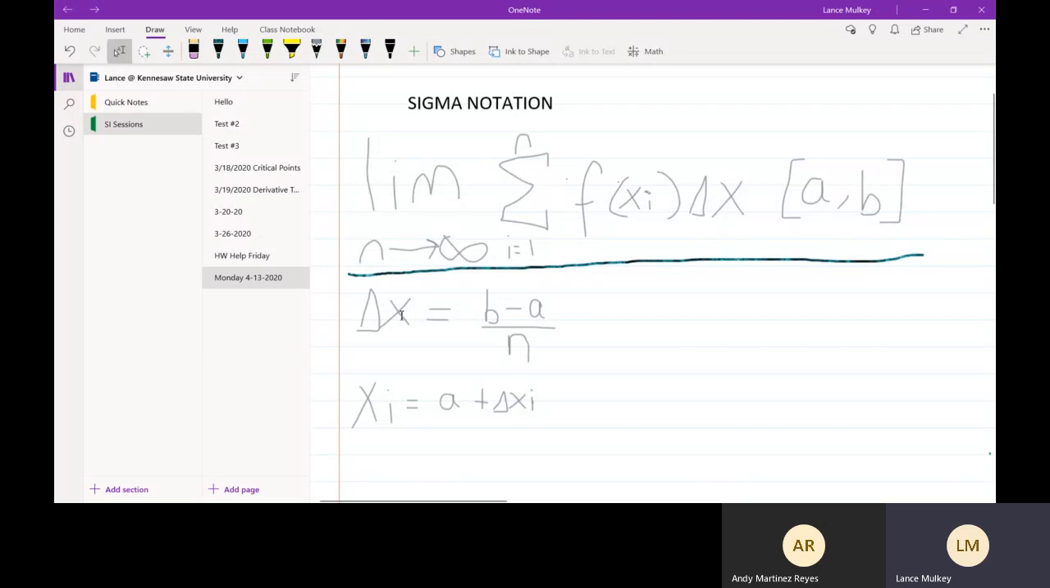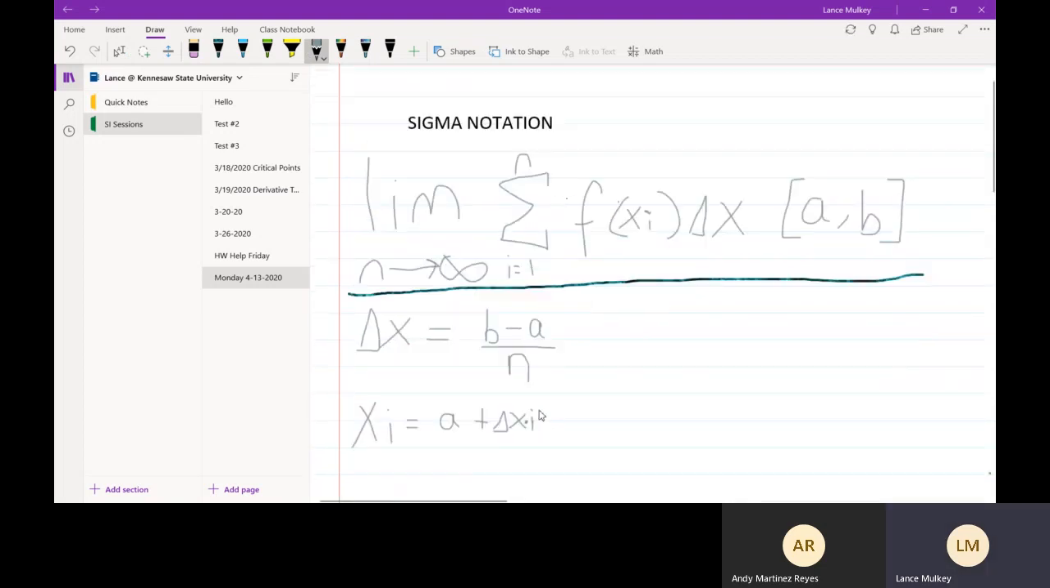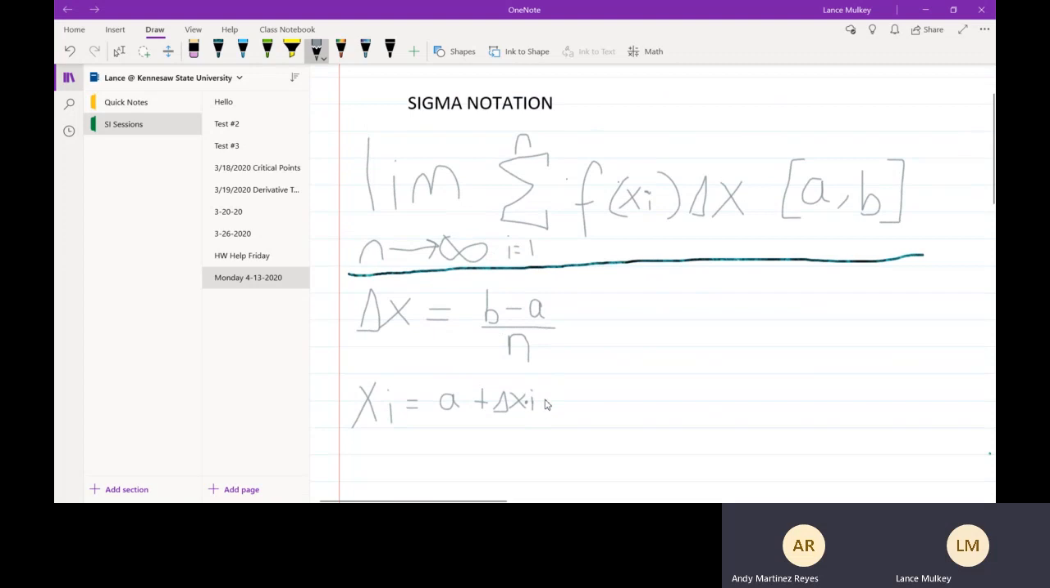All right. Delta x in this equation is b minus a over n. Mm-hmm. And xi, what this is right here, is a plus delta x times i. I don't know if you can see that. Yeah, I can see that. Delta x times i. You're going to need that, because in the first problem I didn't really show it.